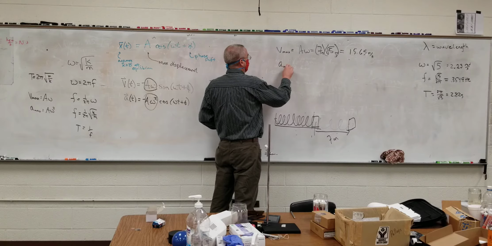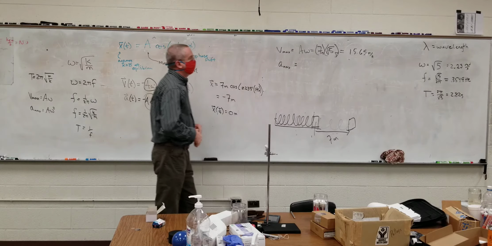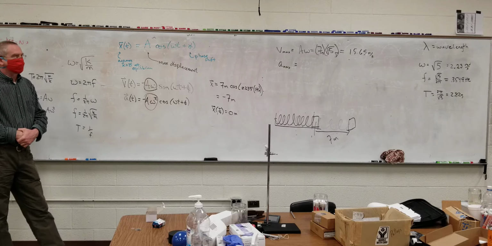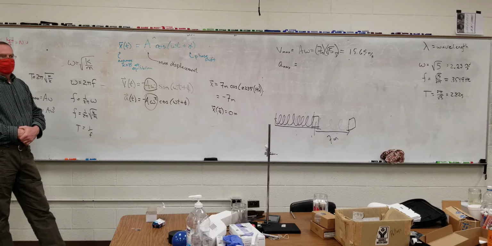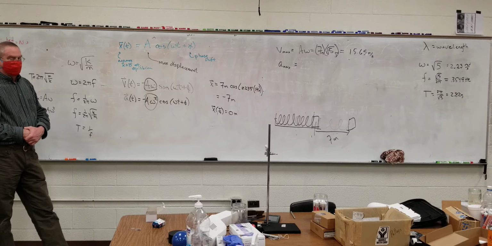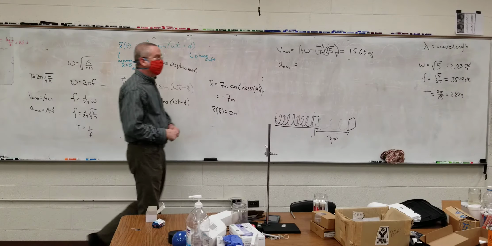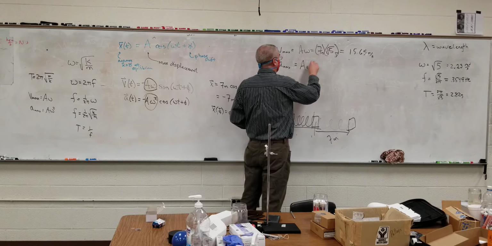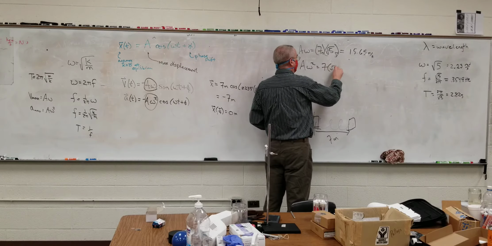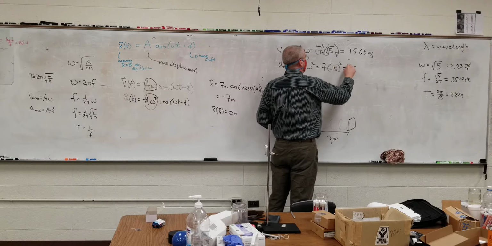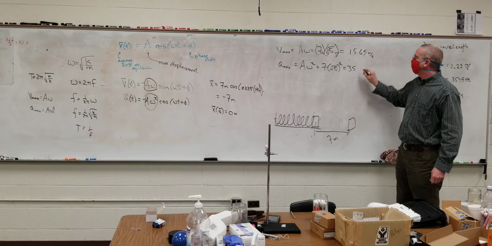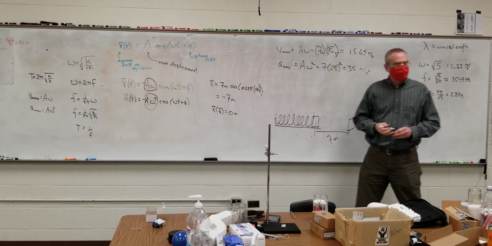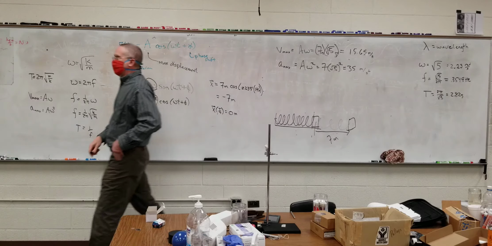And my maximum acceleration? Go for it. Isn't that just 35? Pardon? Isn't that just 35? Because that's 7 and stuff? Yes, it would be. A omega squared, which is 7 times square root of 5 squared, which is 35. 35 what? Meters per second squared? I hope so. Otherwise, it's all been a lie.